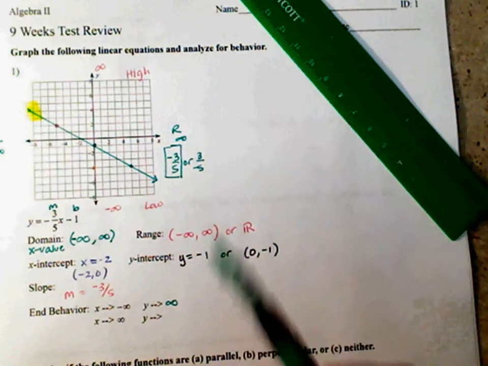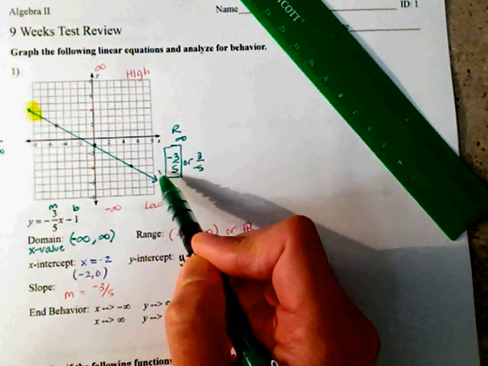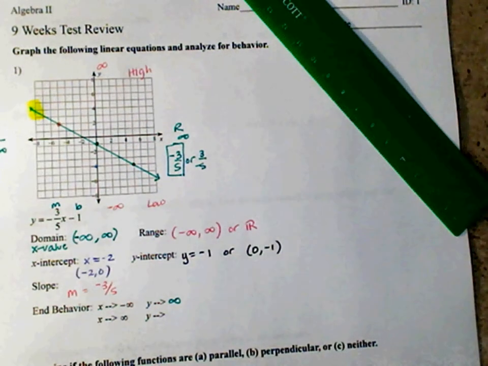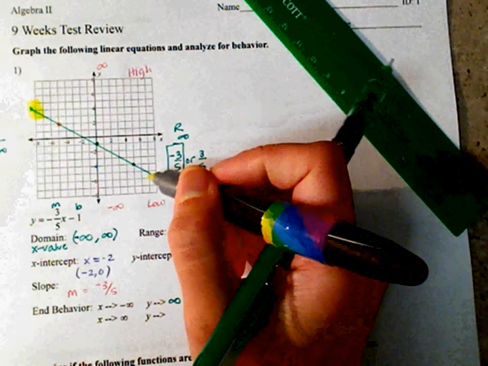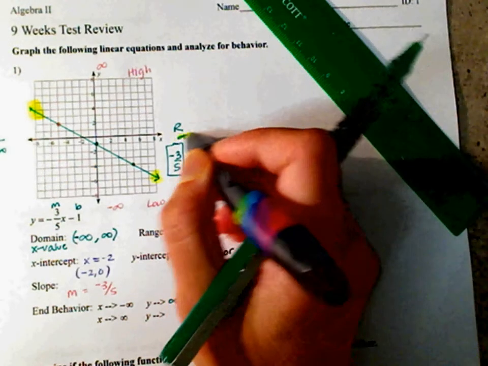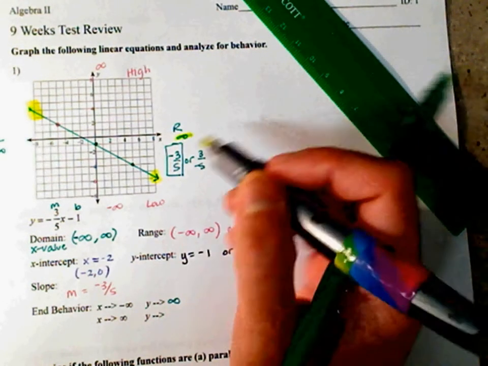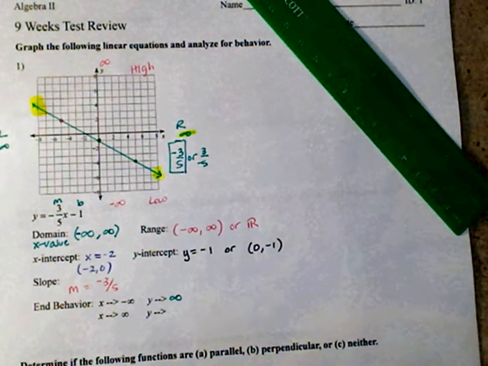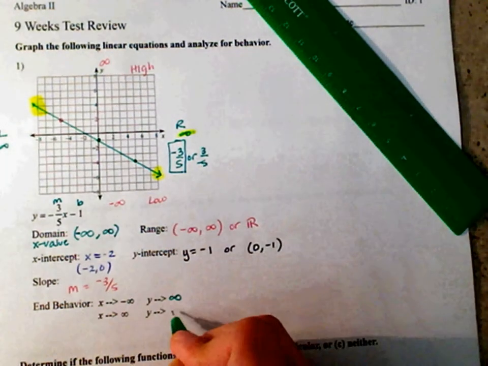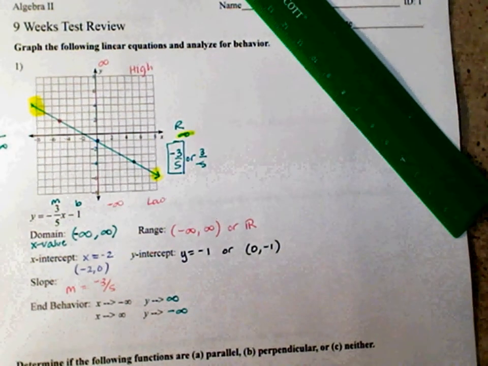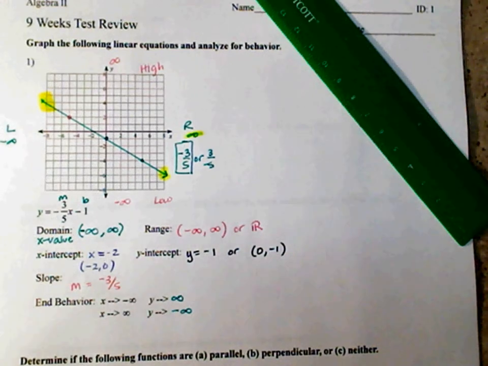See it? The other one is down here, okay? Whereas this one is pointing toward where? Toward the positive. As it's heading toward the positive, it's going down. So this one's heading toward the -infinity. And there's your number 1 on graphing linear equations and analyzing them for a graph.